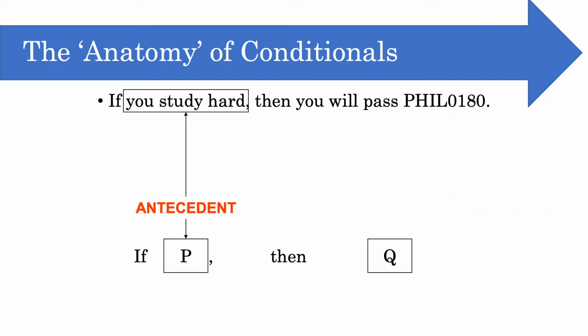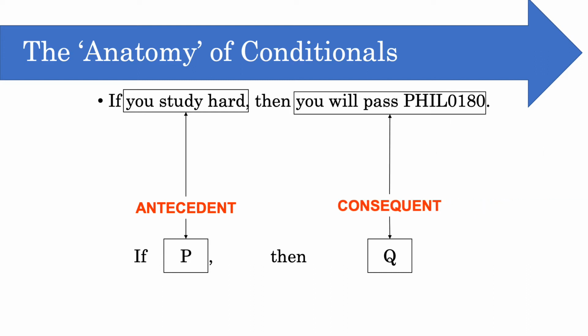Take the conditional, if you study hard, then you will pass Phil 180, that is, this course. Here, you study hard is what is called the antecedent, where generally any statement of the form if P then Q has P as its antecedent. It's the thing that immediately follows the if in an if-then statement. The statement which follows the then in an if-then statement is called a consequent.